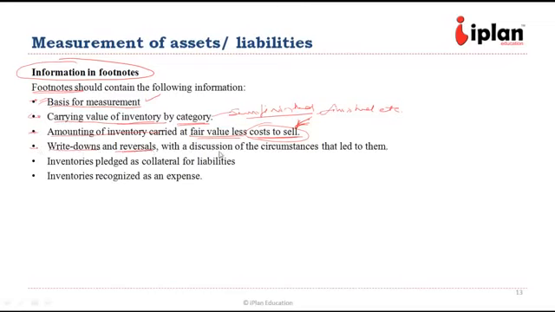Then the write downs and reversals, if there are any, and with the discussion or reasoning related to the circumstances, that is also shared in the footnotes. Finally, if there is an inventory which is pledged as collateral for liabilities, if the company has made a short-term borrowing with inventories as collateral, then that is generally given in the footnotes. And using the information in footnote, we can even recognize inventories as an expense. So this is how the information given in the footnotes should be utilized for better valuation of the firm, better assessment of the firm.